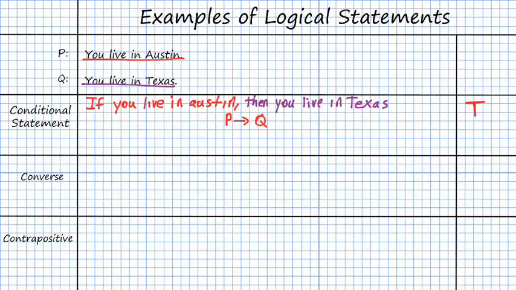Okay, so we've seen what the conditional statement looks like. So what will the converse look like? Well, remember, we're just going to reverse our hypothesis and our conclusion. So instead of having P implies Q, we'll have Q implies P. So let's write this as a sentence. So we'll say, if you live in Texas, then you live in Austin.